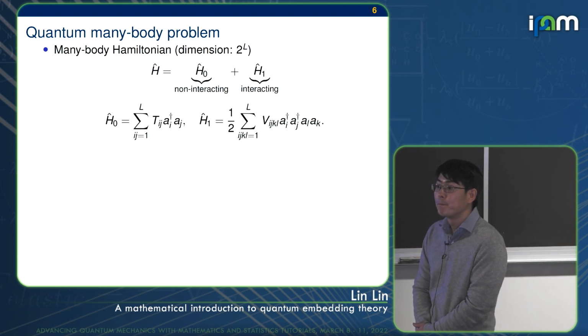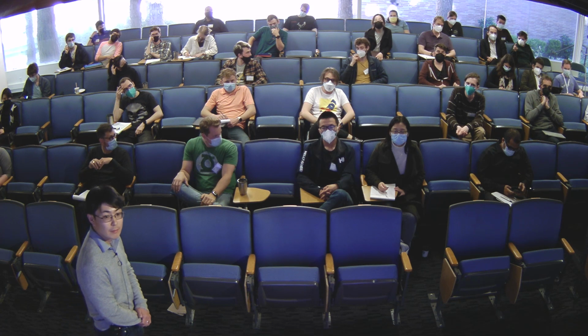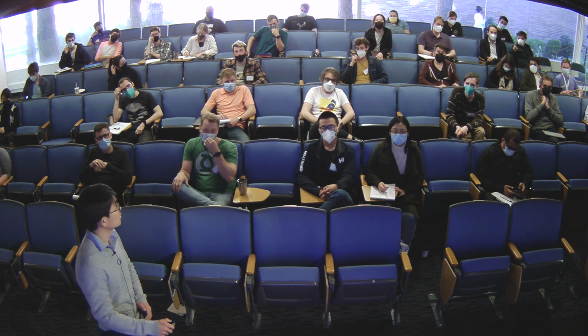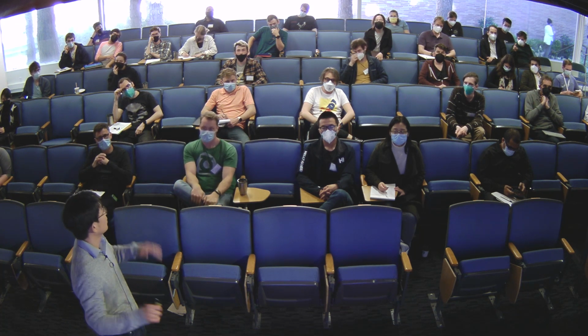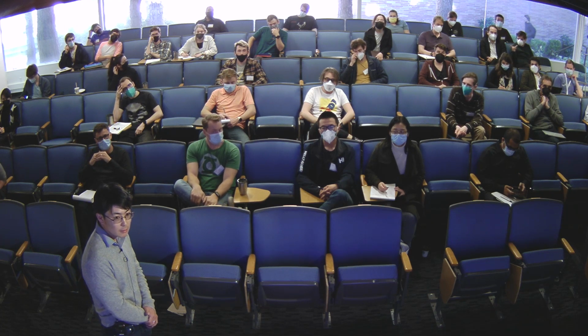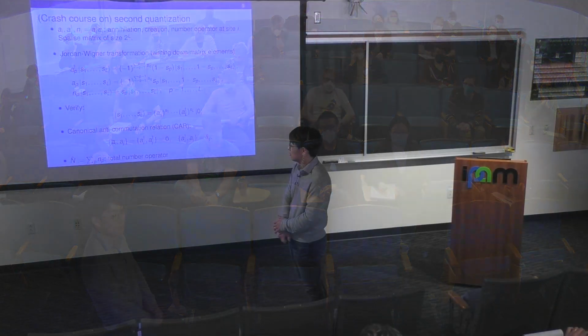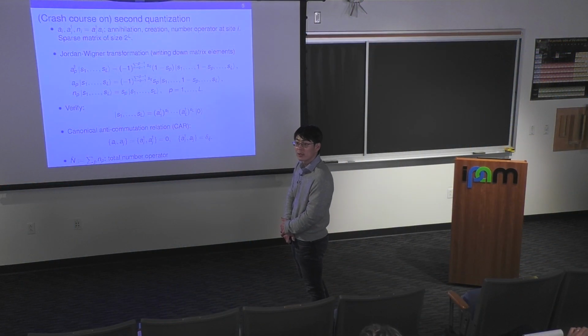Yeah? So for these creation and annihilation operators that you talked about, does L stay the same or does L change when you apply them? L is a fixed number. Let's say 50, that means you have 50 orbitals. So when you apply this, you stay with the same number of sites, right? Yeah. So this is always a vector in C to the 2 to the L.